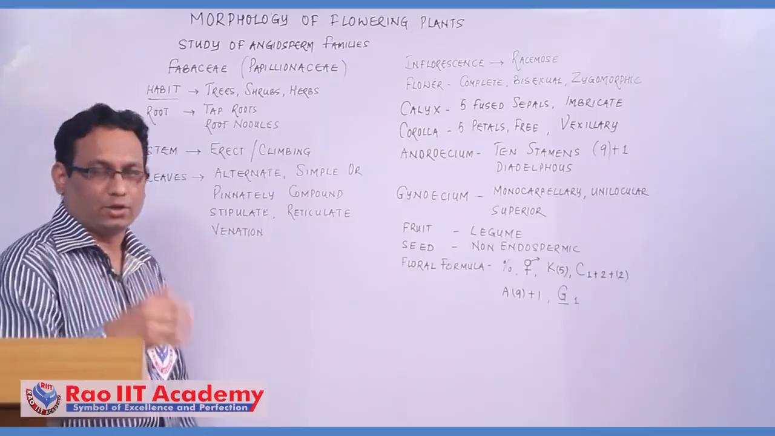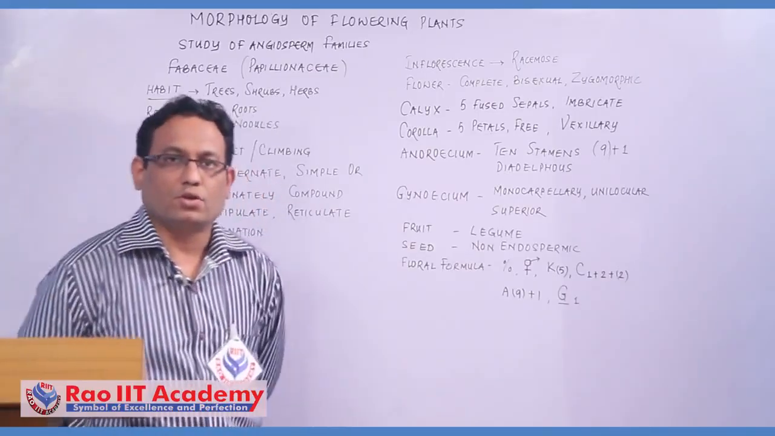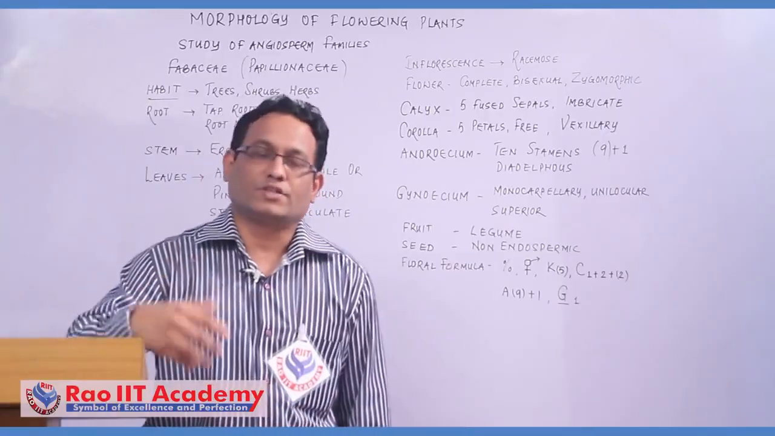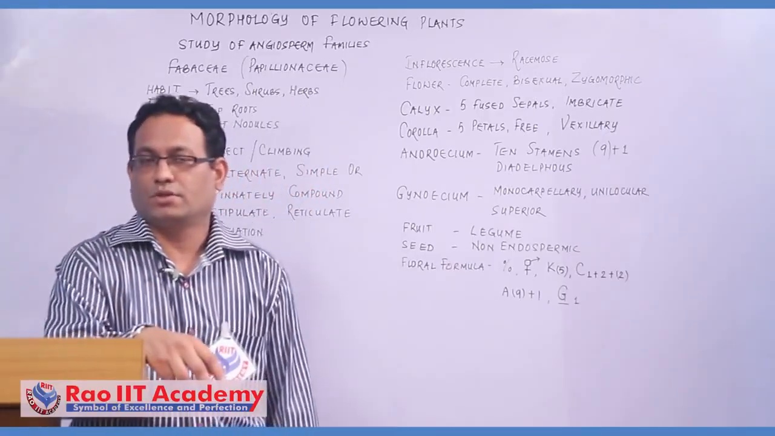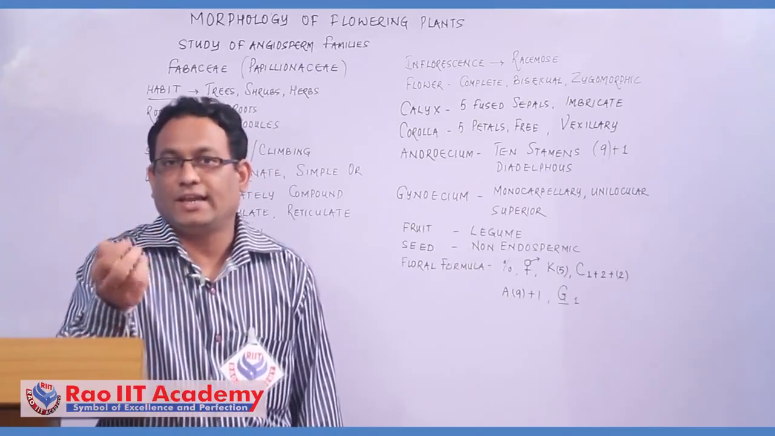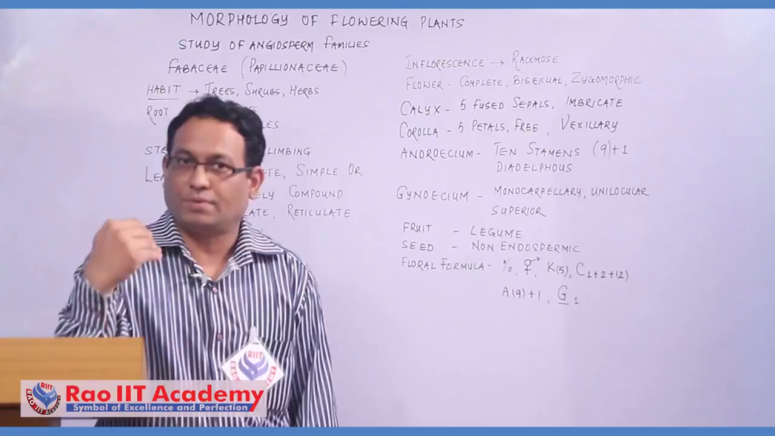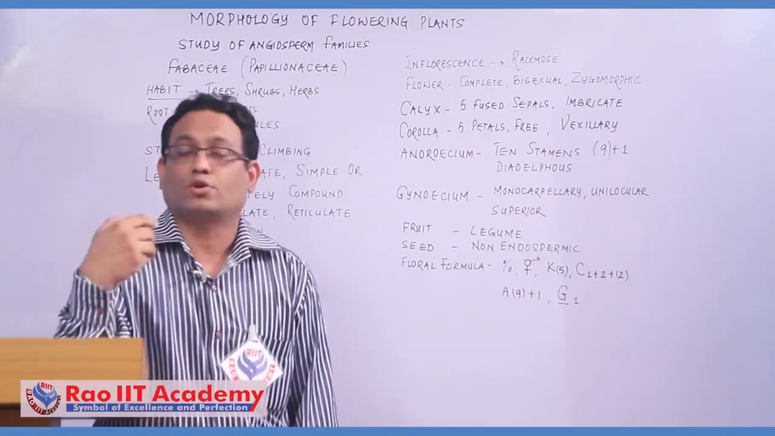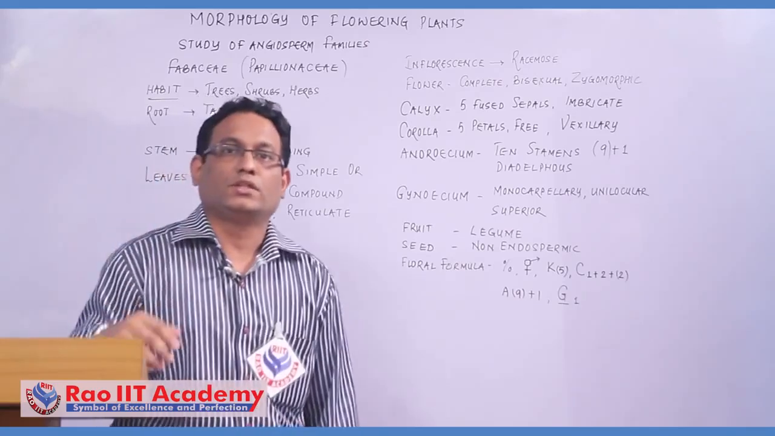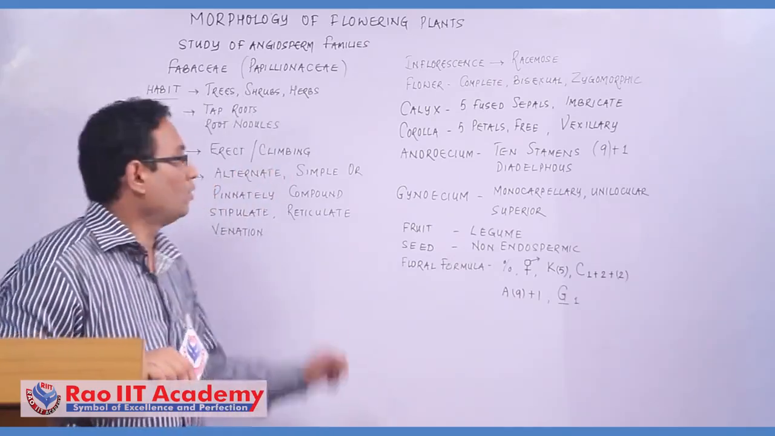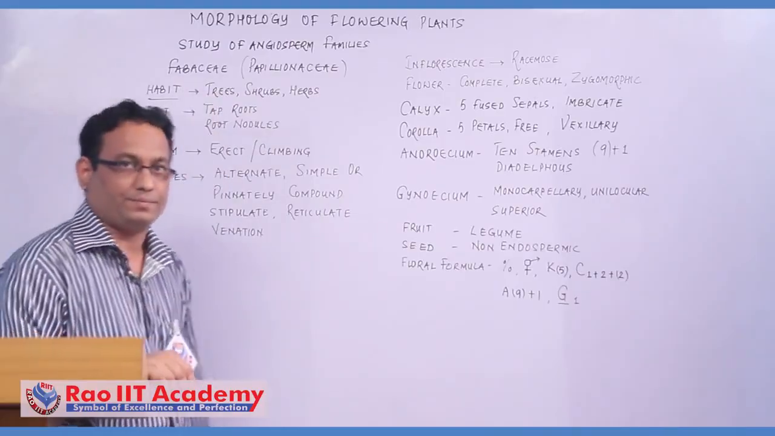Later on, with the modifications of ICBN, which explain that the names of the families must always end with -aceae, and the names must be dependent on a representative species or a representative genus, the name of family Papilionaceae was changed to family Fabaceae.